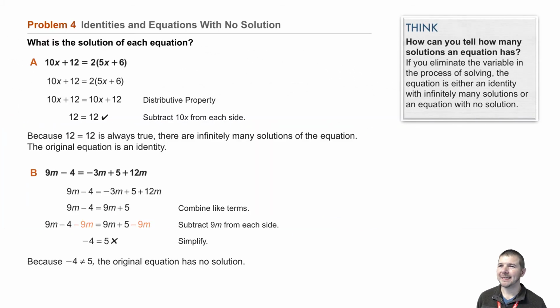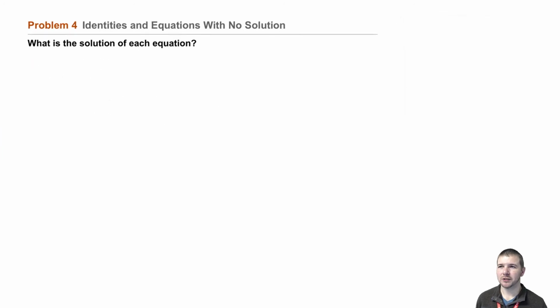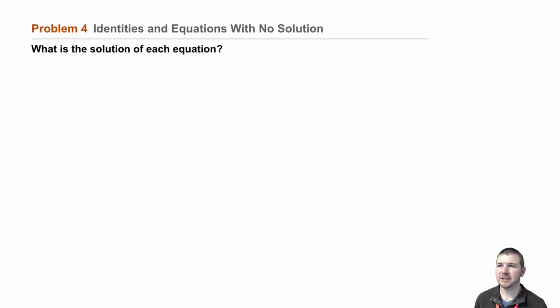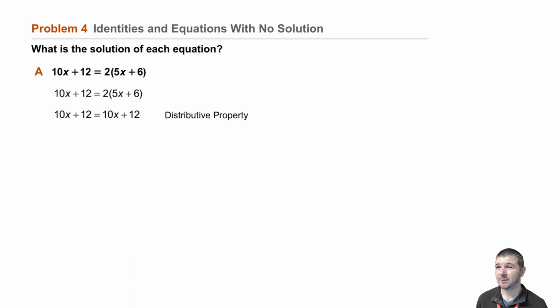Problem 4. Identities and equations with no solution. What is the solution of each equation? Part A, 10x + 12 = 2(5x + 6). When we distribute on the right-hand side, 2 times (5x + 6) is 10x + 12. So we end up getting 10x + 12 = 10x + 12.